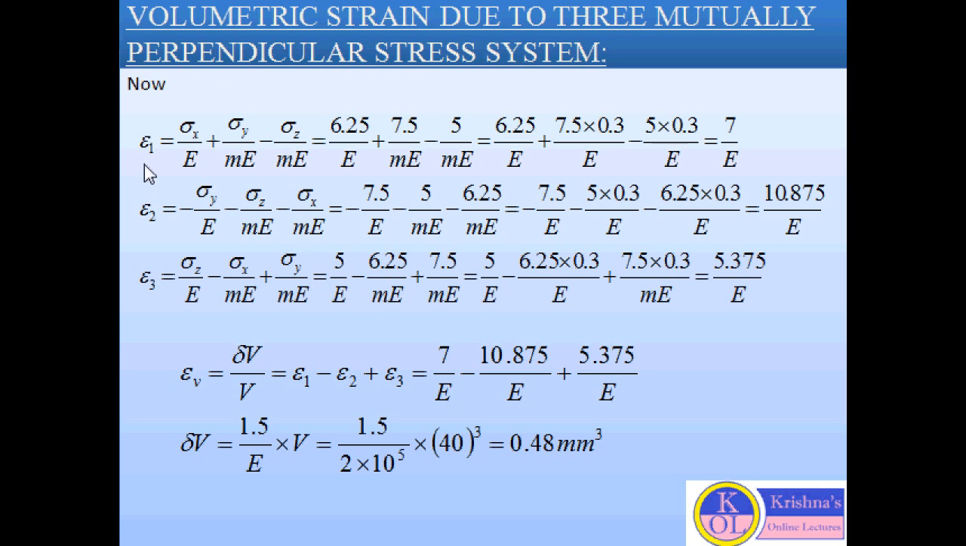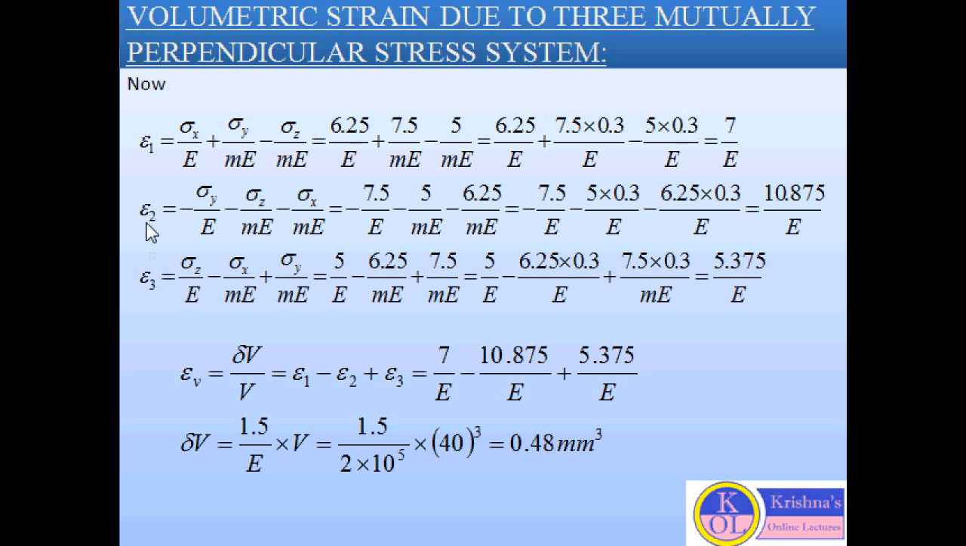So to find out the value of eta 1, eta 2 and eta 3, we will consider this sign convention only. To find out the value of eta 1, we have to consider the strain in x direction as the longitudinal strain and the other strains as the lateral strain. So the equation for eta 1 will be this only, with sigma y as negative and sigma x and sigma z as positive. If we put the value of sigma x, sigma y and sigma z here and the value of 1 by m, that is equal to mu, we can find out the value of eta 1.